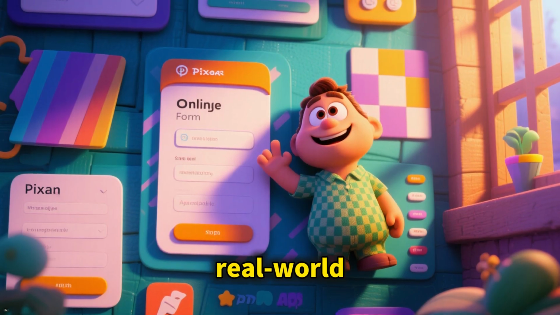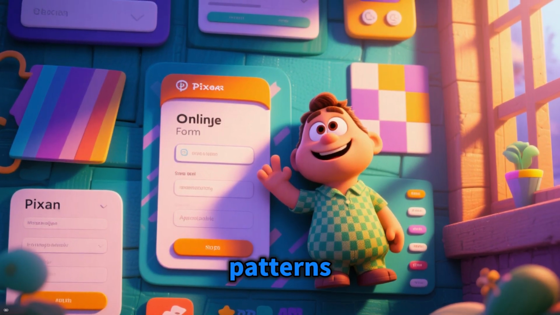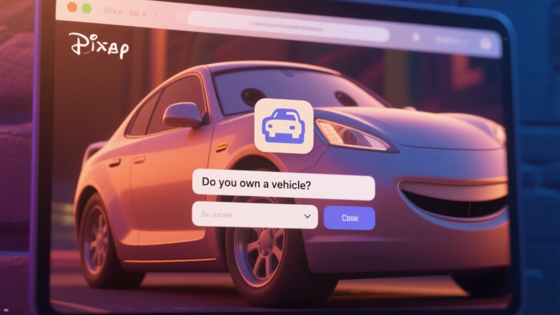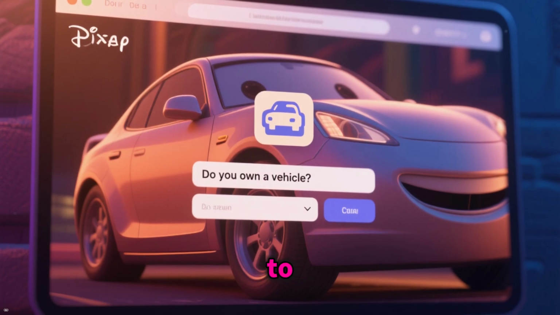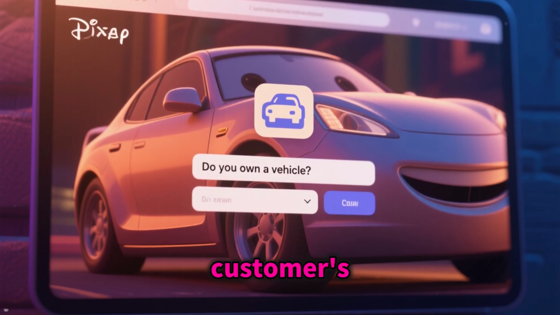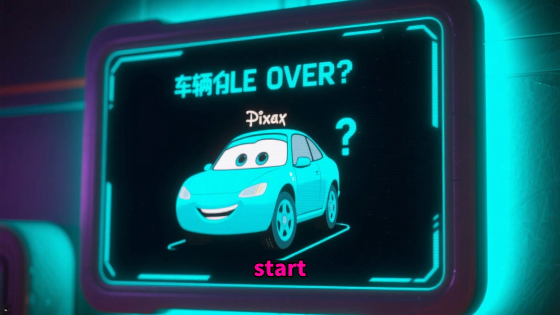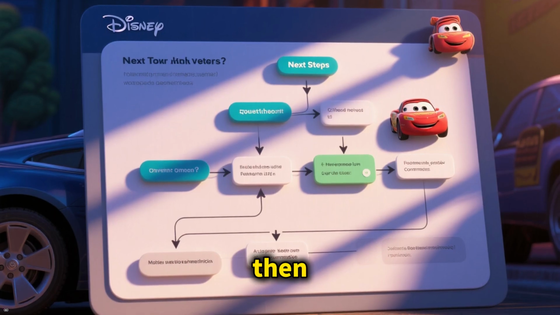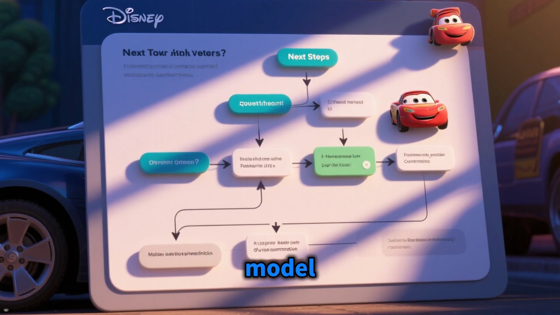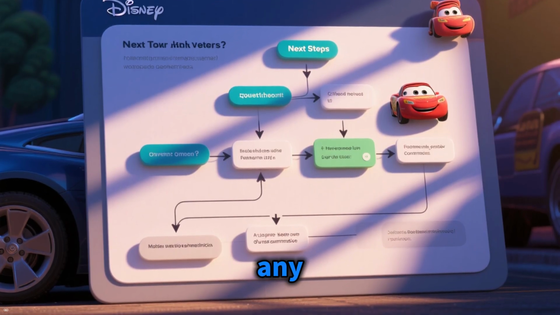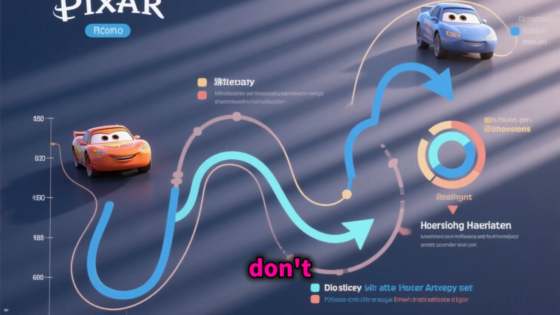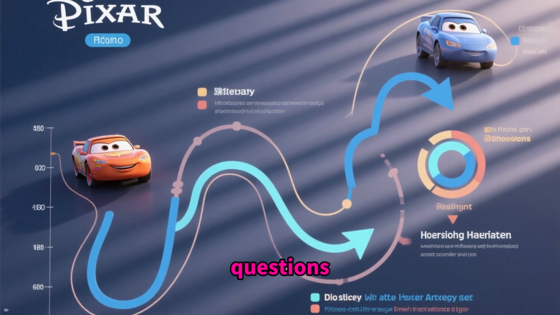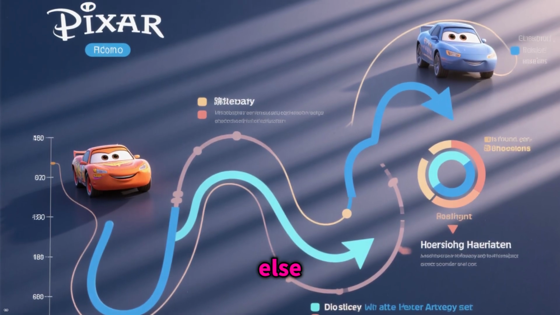There are many real-world uses for skip patterns. For example, in an online form, you could use skip patterns to collect information about a customer's vehicle history. You could start by asking them if they own a vehicle. If they do, then ask them about the make and model, and if they've ever had any accidents. If they don't, then skip the vehicle-related questions and move on to something else.